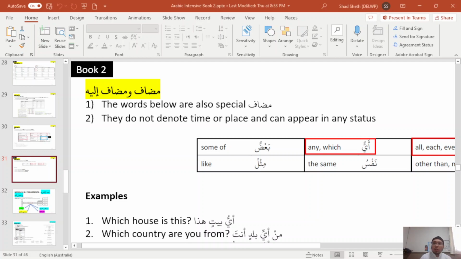Okay, so today we'll continue with our sessions. But before we continue, maybe a quick recap on what we went through last time. In the previous session, we went through the dual and plural.